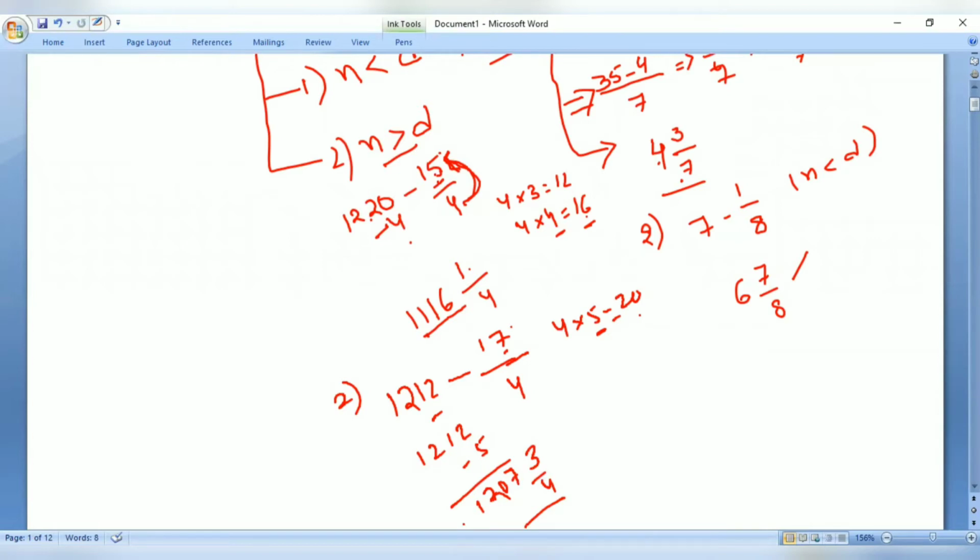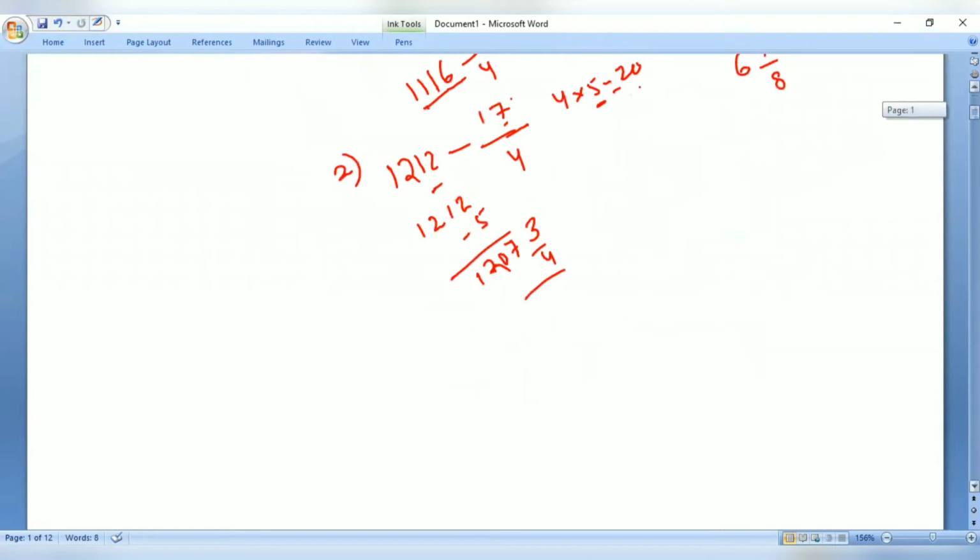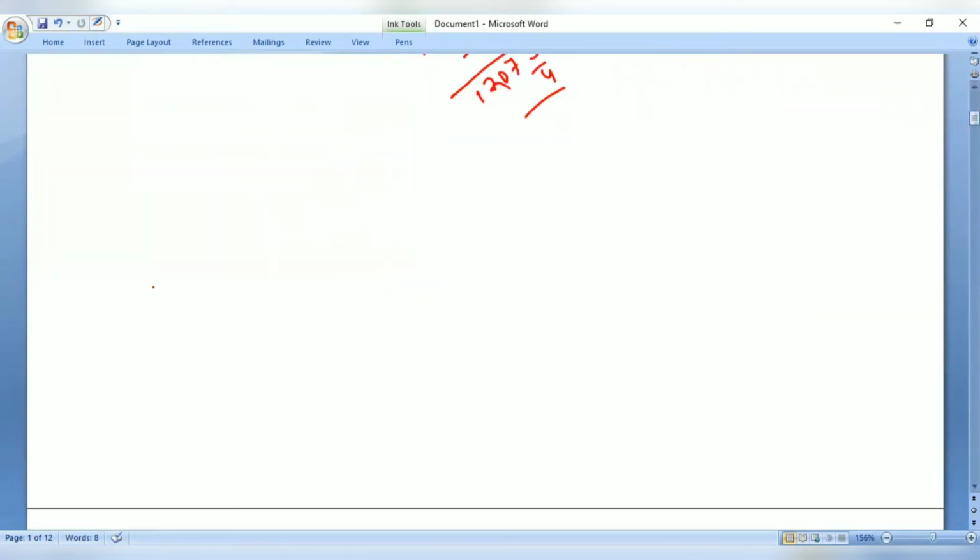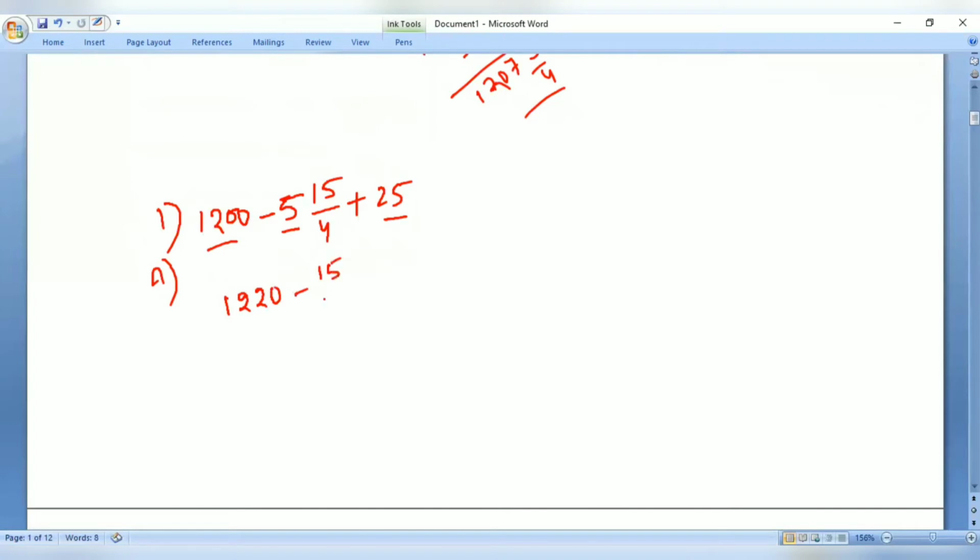This is how we solve the questions based on subtraction, whether the numerator is lesser than the denominator or bigger than the denominator. Okay, now let us see a problem based on this so that we will get an idea. Let us see the first problem. It says 1200 minus 5 15 by 4 plus 25. If this problem is given to you, what you need to do is 1200 plus 25 is 1225, minus 5, it becomes 1220 minus 15 by 4.